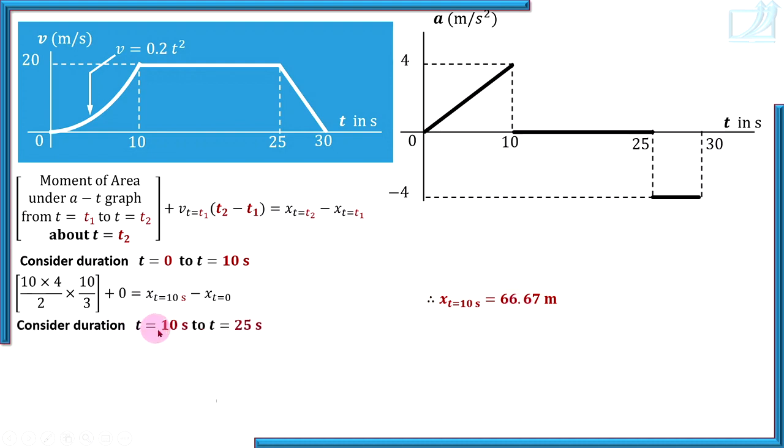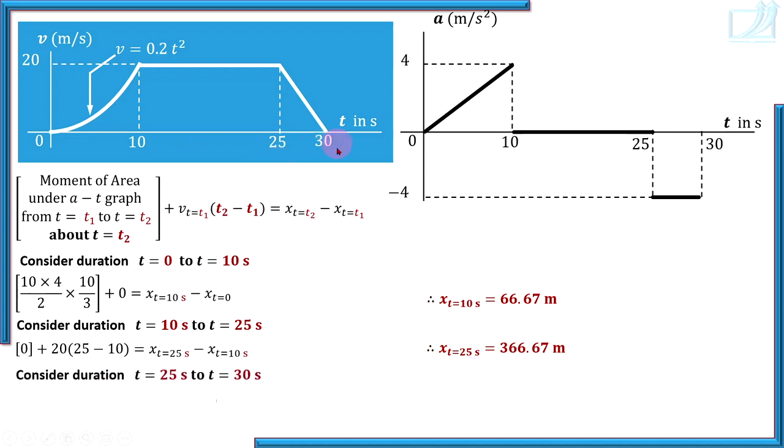Now next time duration, 10 seconds to 25 seconds. Moment of area under the AT diagram is 0, because area under the AT diagram is 0. So 0 plus initial velocity. Now 10 to 25, initial velocity is 20 meters per second, into the duration, t2 minus t1, 25 minus 10. This gives you change in position in this duration. So put x at t equal to 10 here, and you will get x at t equal to 25.